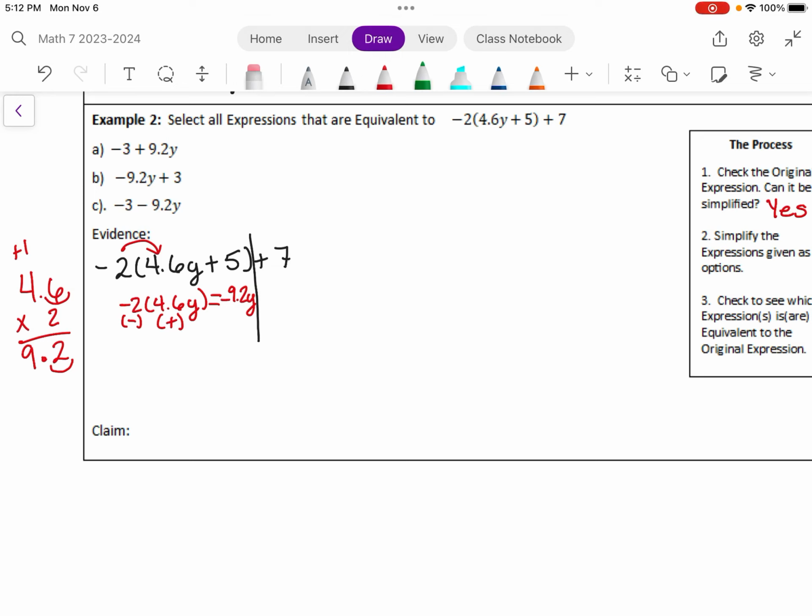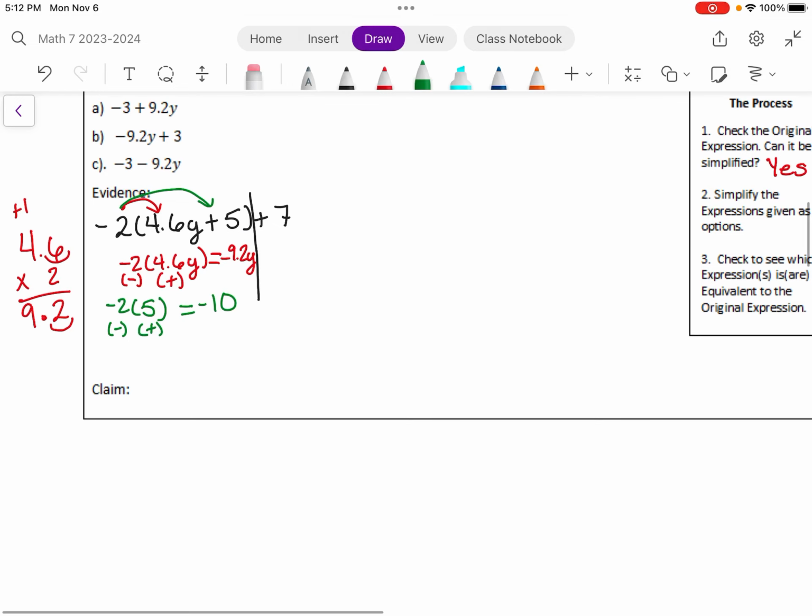Okay. Then I am going to distribute my negative 2 to my 5. So negative 2 times 5. 2 times 5 is 10. A negative times a positive is a negative, which makes that a negative 10. Okay, so bringing this down, I have negative 9.2y plus negative 10. And then I bring down that plus 7.